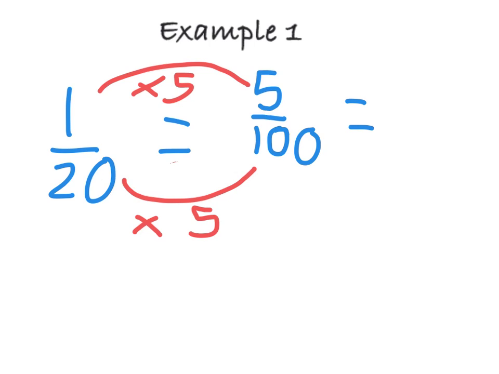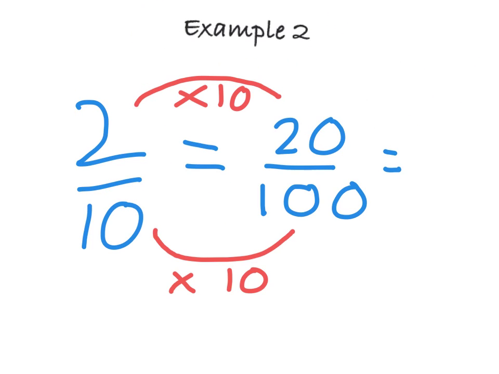So it is 5/100ths, and we know that a percentage always has to be out of 100, which makes our answer 5%. Does that make sense? Yes.